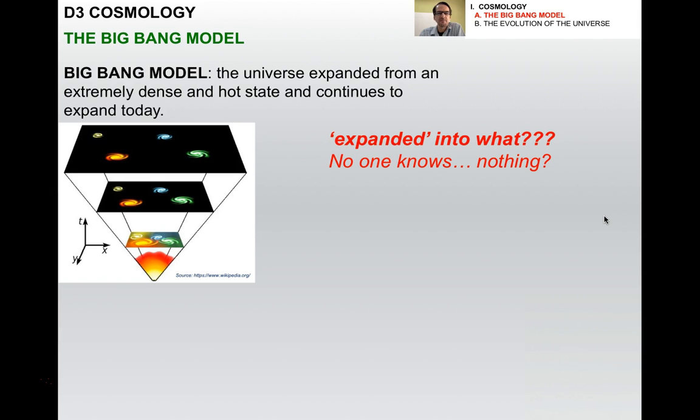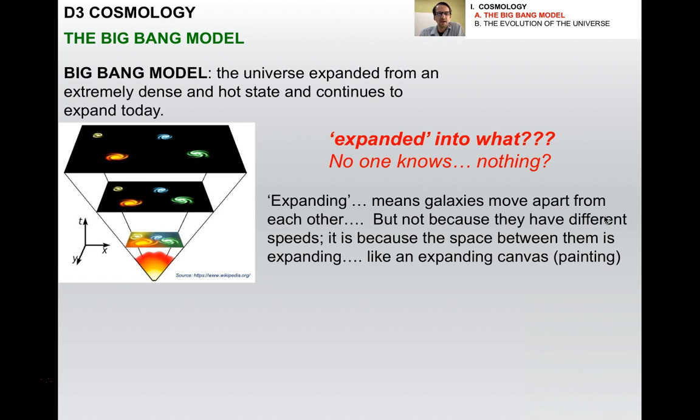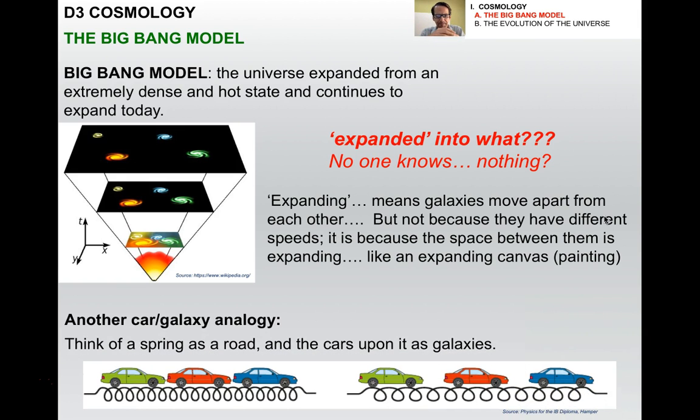And this may be an example of a piece of knowledge that we actually never ever know, but it's fun to think about. Now, expanding means galaxies are moving farther apart from each other. Stars and galaxies are getting farther apart from each other. But it's not because they have different speeds, it's because the space between them is expanding. You can think of it as an expanding canvas or a balloon, a canvas like a painting, okay?